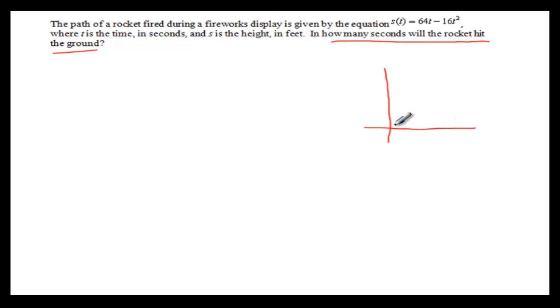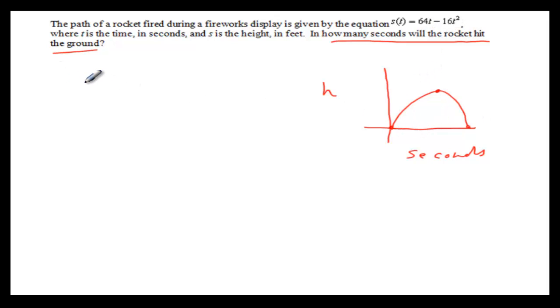This is a coordinate plane. You will have the parabola like this, and you're going to have a maximum point. The reason why is because the coefficient of the t squared, or the number beside t squared, is a negative number. After how many seconds will the rocket hit the ground? It starts from here and ends here. These are the time in seconds, and this is the height. We need to find after how many seconds.